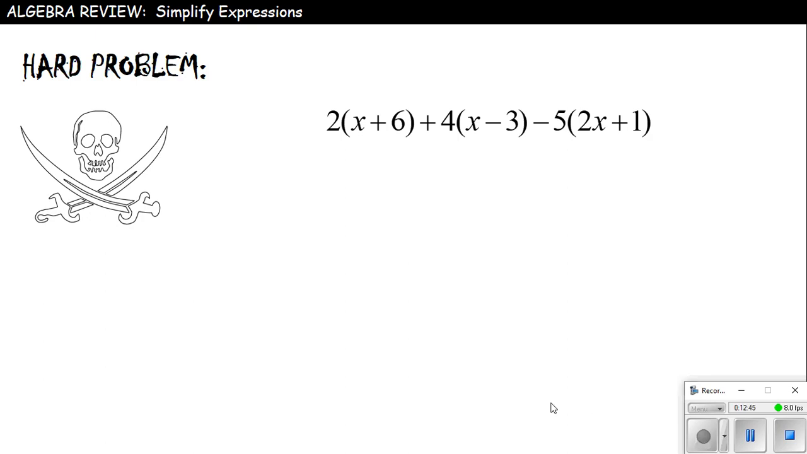So here is the last and kind of the challenge problem of the video. You're going to try to simplify this. And in this case, you're going to have to start off by distributing. You distribute first, and then you combine your like terms. However, one thing we had not gone over here is we're going to distribute minus 5 or negative 5 into these two terms. So you do this, negative 5 times 2x and negative 5 times 1. You're going to end up with a minus 10x and a minus 5 at the end. See if you can simplify this.